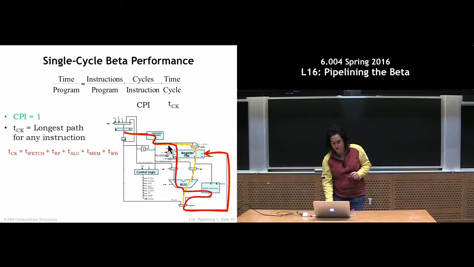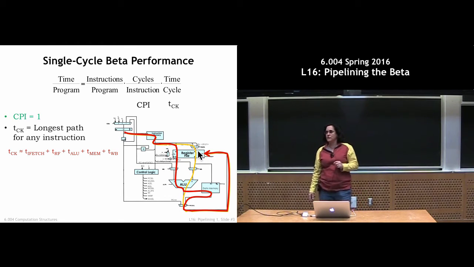You have your register file portion, which is reading the values of the registers you're using. You have your ALU, which is the time it takes to do your computation. You have your memory, which is the time it takes you to access your memory. And finally, you have your write back, which is the time it takes you to write your result back into your register file. Okay, so our T clock is the sum of all of these pieces.